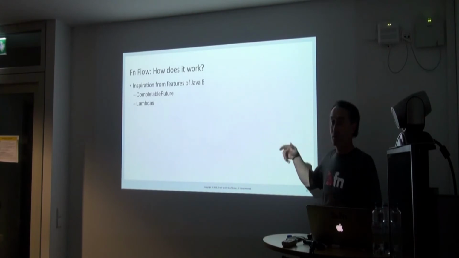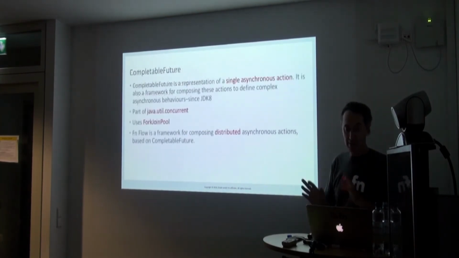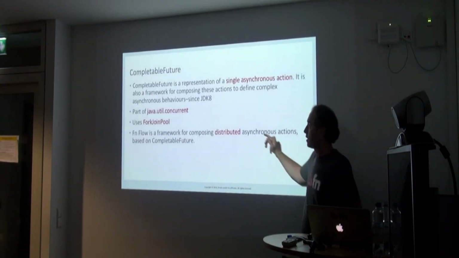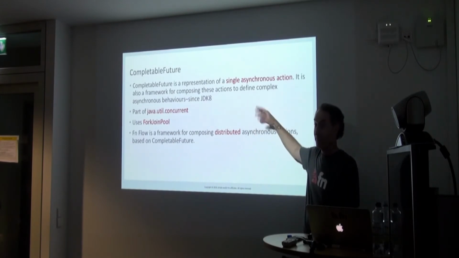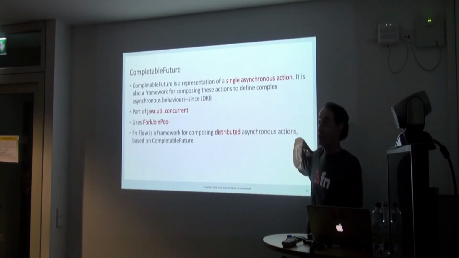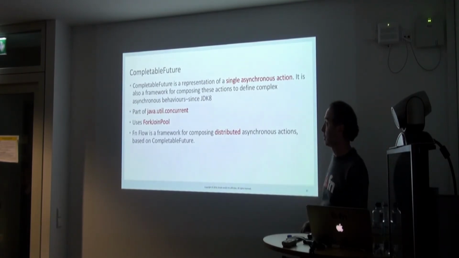CompletableFuture is designed for managing threads. It's part of java.util.concurrent. It uses the ForkJoinPool, so this is running threads in a JVM. Our problem is that we're running processes across a bunch of compute nodes, right? Containers across a bunch of machines.